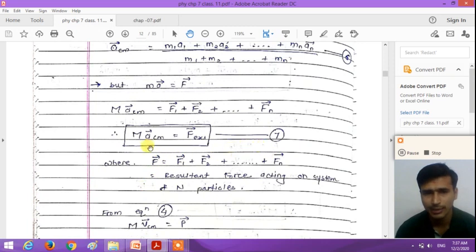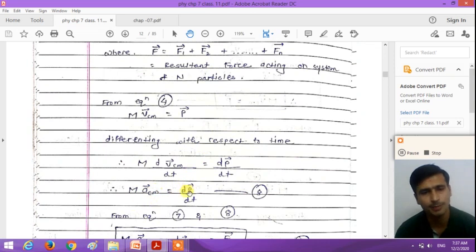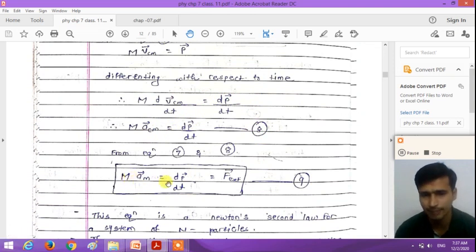So from this equation, M into ACM is equal to F external, right? And M into ACM is equal to dP by dt. If we combine these two equations, we get M into ACM is equal to dP by dt is equal to F external, where capital M is the total mass of the system of n particles, ACM is the acceleration of the center of mass, capital P is the total linear momentum of the system of n particles, and dP by dt is the rate of change of total linear momentum, right? So this equation is Newton's second law for the system of n particles.